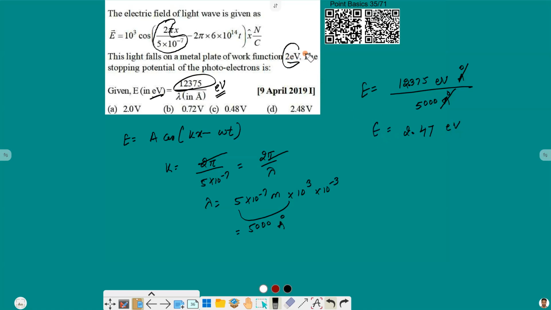And here work function is 2 electron volts, so maximum kinetic energy will be E minus phi, that will give us 0.47 electron volt, and that matches with option C here. Moving to the next one.